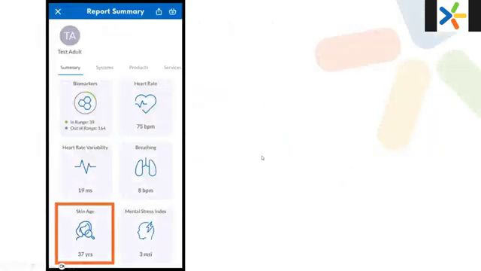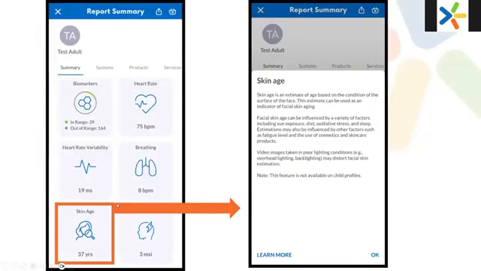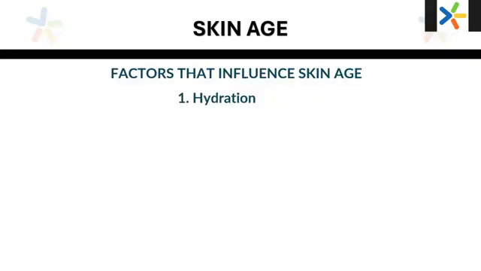And then the next one is skin age. And again, if you touch it with your finger, it'll bring this up. Now, I'm going to clarify something about skin age, because a lot of people, when they look at skin age, that specific measurement, they immediately think about beauty. That's what they're thinking about. They forget that skin is an actual organ.